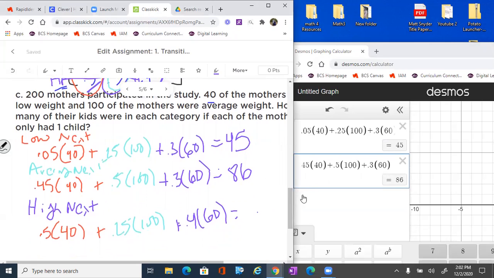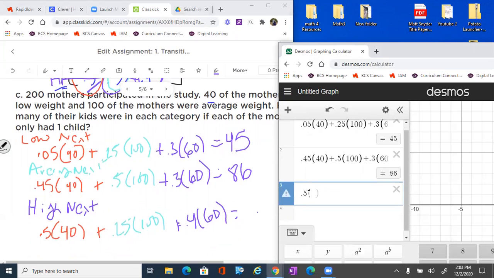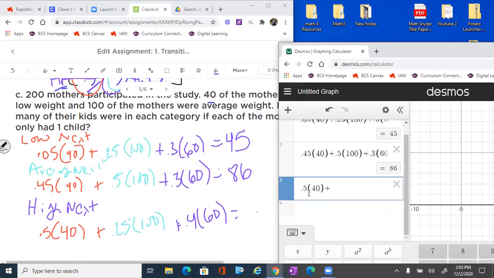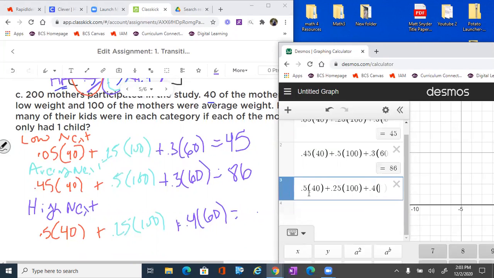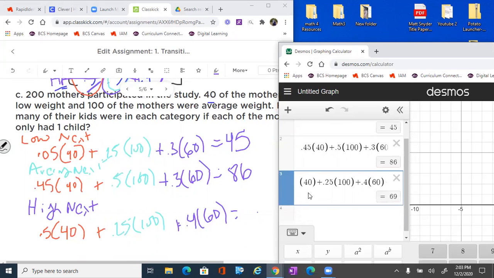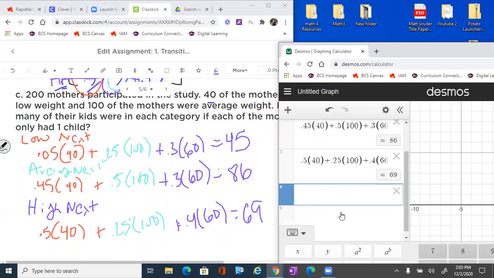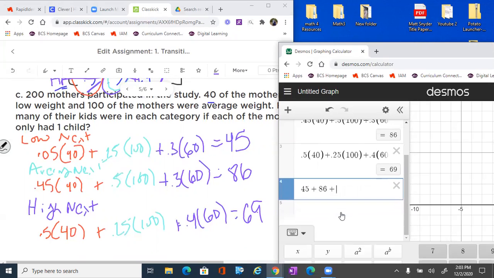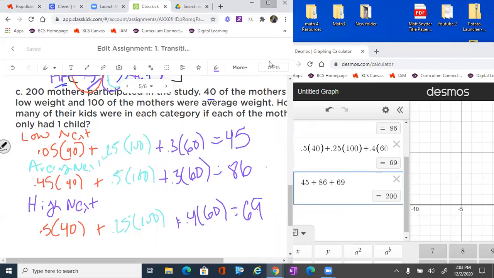Now we could go ahead and make our lives easy and just subtract it from 200 to find the high. Subtract 86 and the 45. But I'm just going to go ahead and type it in just to make sure our calculations are right. So 0.25 times 100 plus 0.4 times 60. Notice that gives us 69. Okay, and real quickly we're just going to make sure we've got all of them in the circle of 200. So 45 plus 86 plus 69, and check it out, we've got a total of 200. That means we've done our calculations correct.